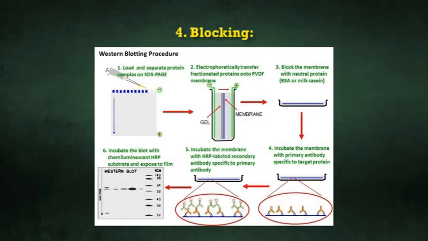Then number 4, blocking. Blocking of non-specific binding is achieved by placing the membrane in a dilute solution of protein, typically bovine serum albumin (BSA) or non-fat dry milk in tris buffered saline with a minute percentage of detergent such as Tween 20 or Triton X-100. The protein in the dilute solution attaches to the membrane in all places where the target proteins have not attached.